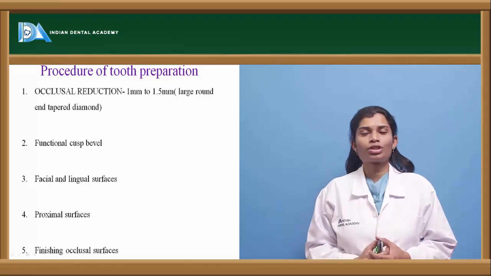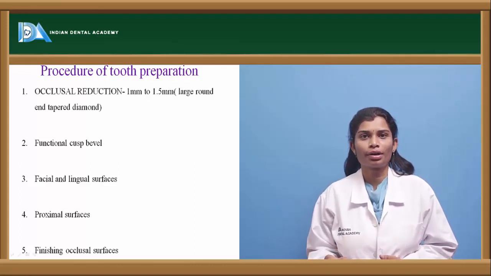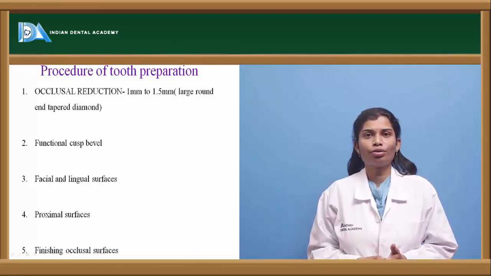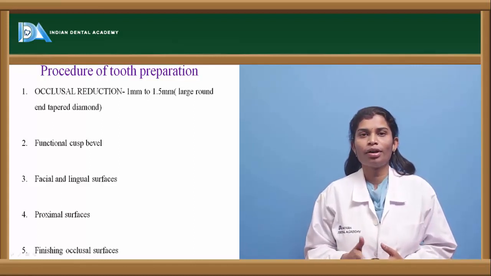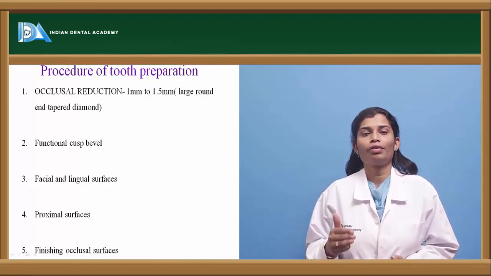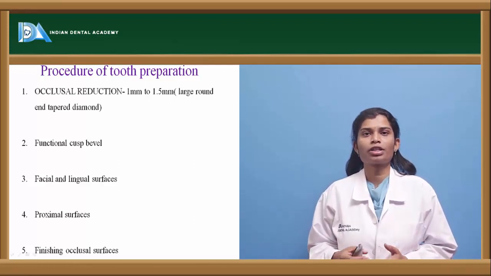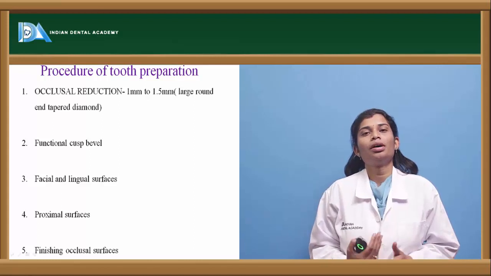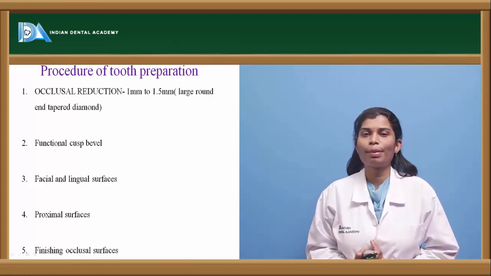So starting with the occlusal reduction, you have to start depth orientation grooves with the help of a tapered round end bur. Using this bur, you have to place a depth orientation groove of 1 mm on the non-functional side and 1.5 mm on the functional cusp side. So depending on the tooth, if it is mandibular, your functional cusp will be the buccal cusps of the lower teeth, and if it is maxillary, it will be the palatal cusps.